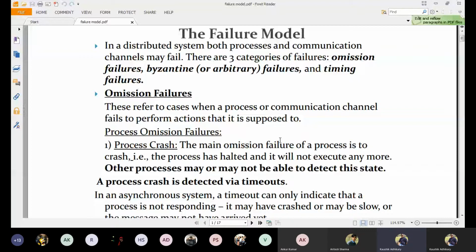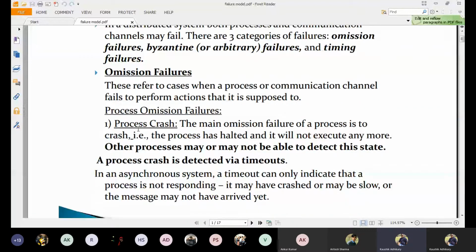Process crash means that the main omission failure of a process is to crash. That is, the process has halted and it will not execute anymore. It has failed, and it will not start again. Other processes may or may not be able to detect this state. This crash happens in an asynchronous system.